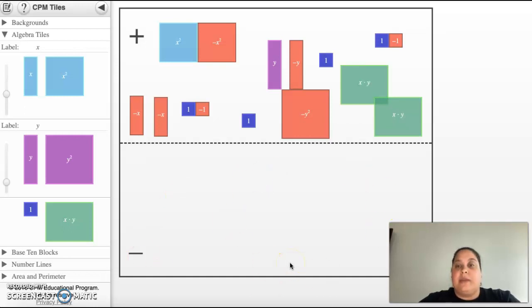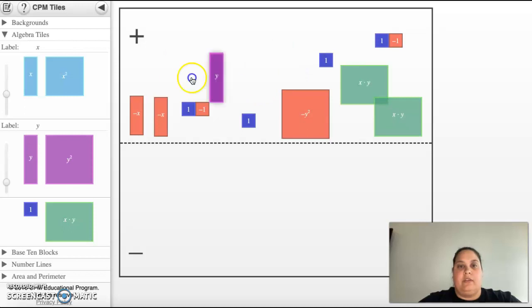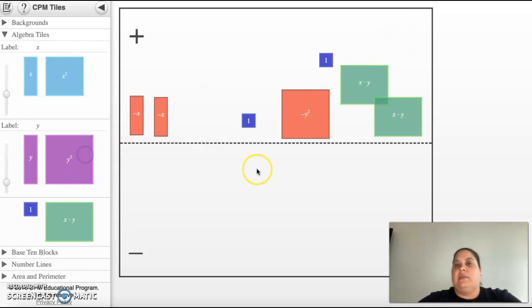Perfect. So now my next step is to get rid of opposites, or get rid of zero pairs. These 2 are zero pairs, so I'm going to go ahead and get rid of those. These 2 are zero pairs, so I can get rid of those. We got some zero pairs here I can get rid of. Zero pairs here I can get rid of. And that looks to be everything we can get rid of.